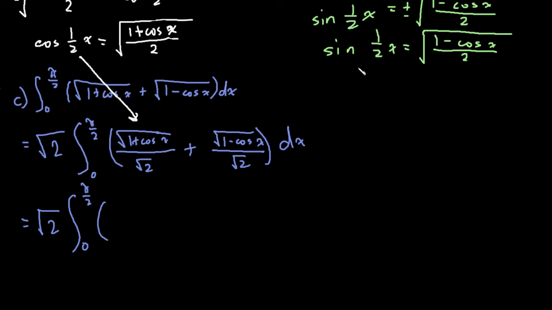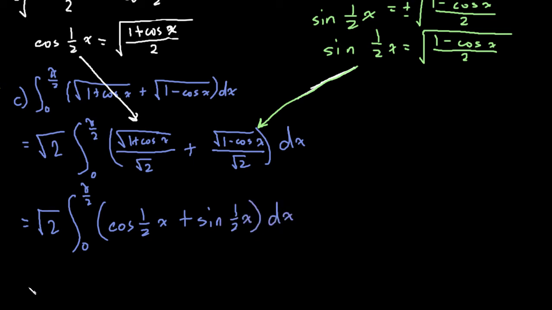And you should also notice that we can sub in sine of, oops, sorry, I'm trying to change color here. You can sub in sine of half of x for this expression here. So I'm going to quickly do that. Plus sine of half of x dx. Okay, and so now we need to integrate this whole thing.